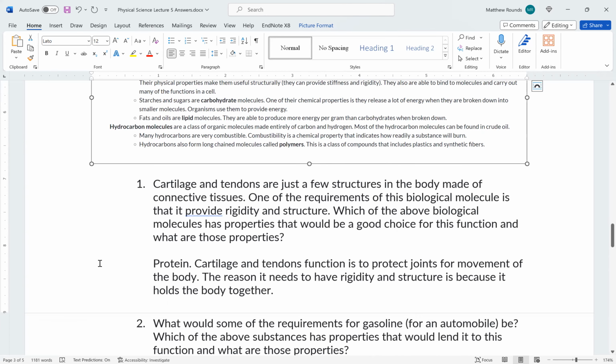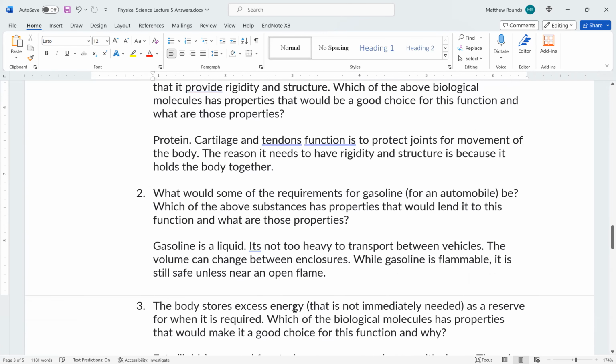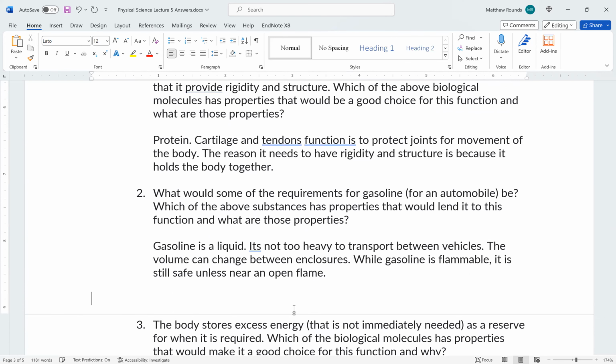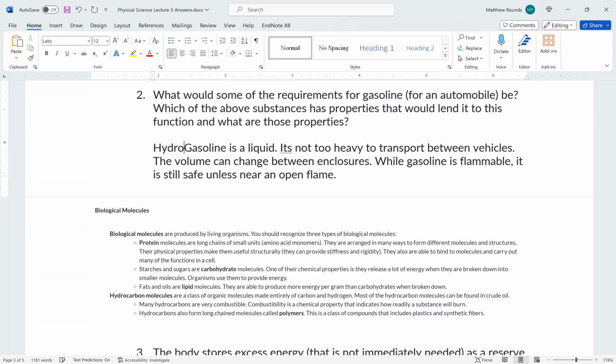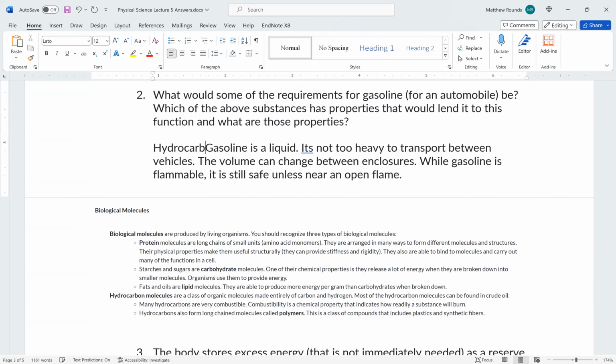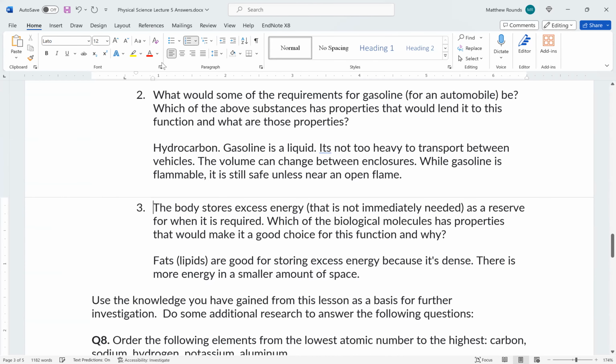All right. So let's look at number two here. Gasoline is combustible. So it's a hydrocarbon. Many hydrocarbons are combustible, so we'll just say hydrocarbon, period. Okay, that takes care of that. The next question that your teacher had an issue with is 9 through 13.